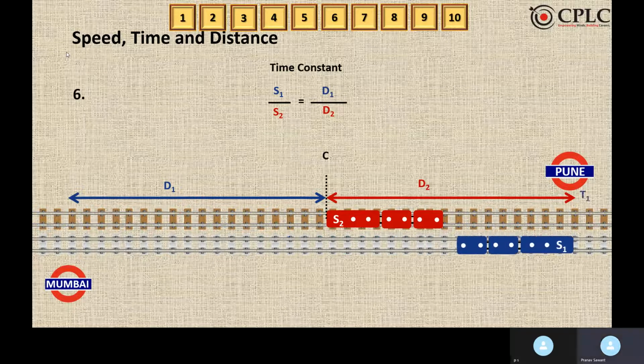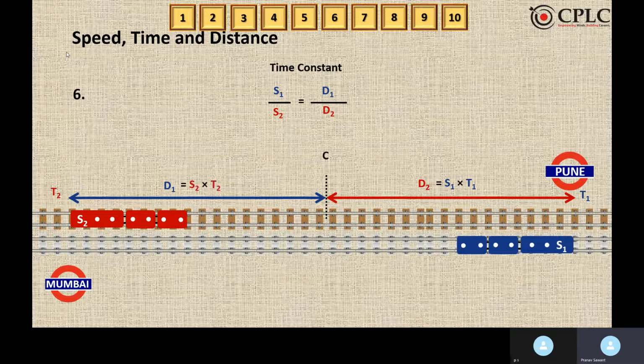Now from C to Pune, S1 would take T1 as the time, S1 is the speed. So distance D2 is equal to S1 into T1. Similarly, from C to Mumbai, distance D1 is equal to S2 into T2. Now substituting the values, we'll get this, and after solving this, we'll get S1 square upon S2 square is equal to T2 upon T1.